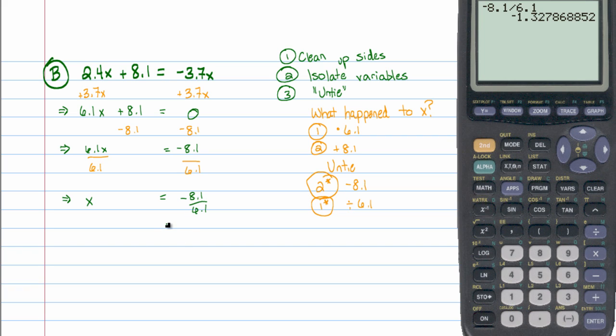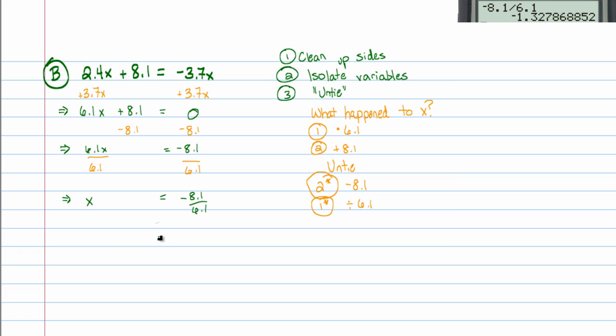And a little word to the wise here. When you're doing this, it's roughly equal to a negative 1.33. It's not exactly equal to it. So it's very important that you let people know it's roughly equal to a negative 1.33.